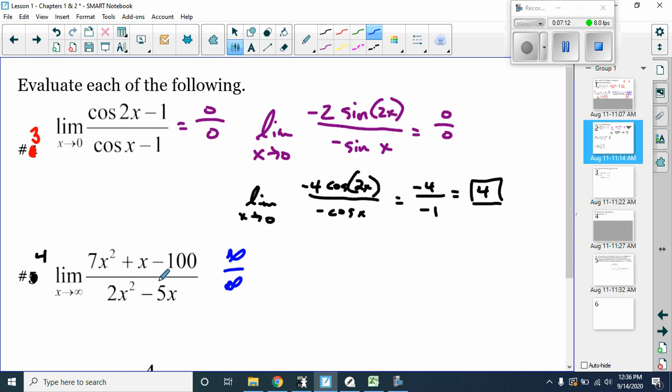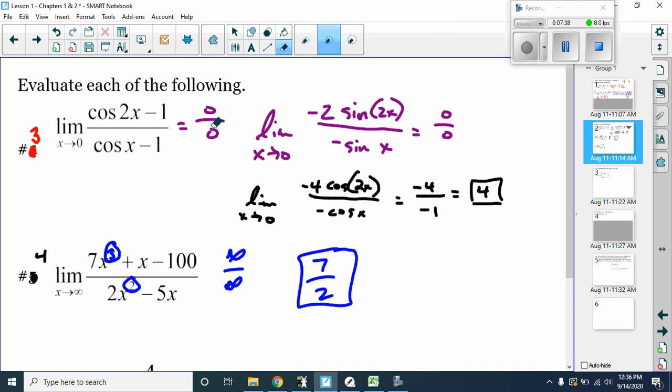So you can either use L'Hopital's rule, which will work, or you can remember the rule. If the degrees are the same on the top and the bottom, to evaluate the limit as x goes to infinity or as x goes to negative infinity, you divide the leading coefficients. So 7 divided by 2, and that's your answer. If the degree is bigger on the top, if that were a 3, now the limit would not exist. And if the degree is bigger on the bottom, then the limit as x approaches plus or minus infinity would be 0. If you don't remember those rules, you can use L'Hopital's rule.